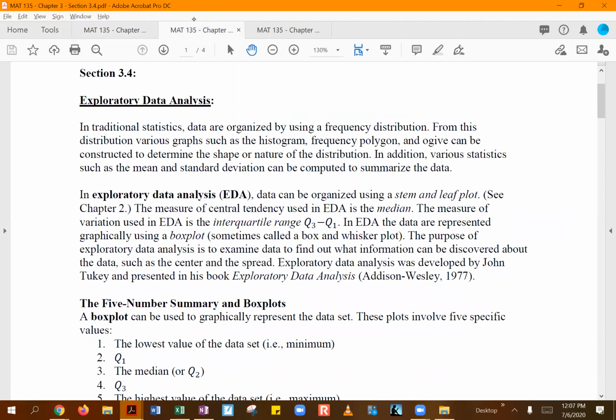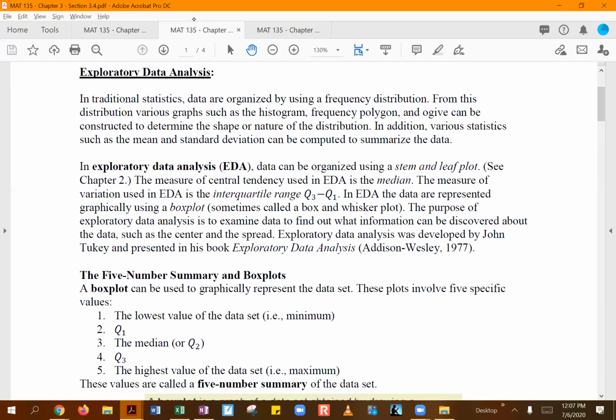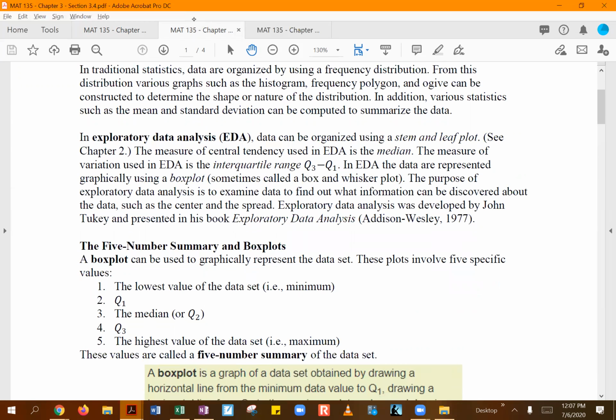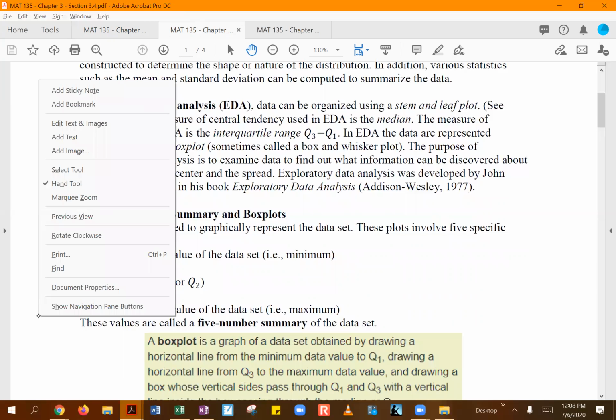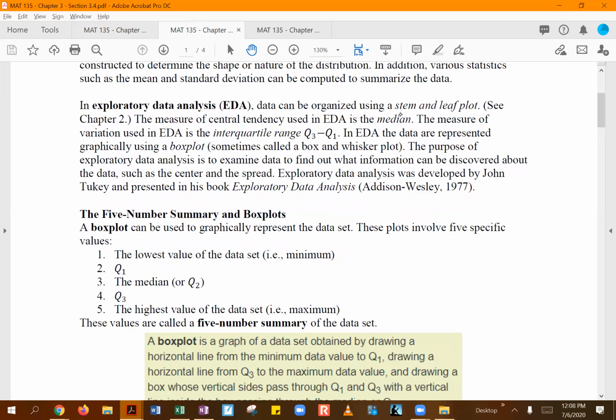So they're saying in traditional statistics, data are organized by using a frequency distribution. From this distribution, we can get different graphs like our histograms, polygons, and ogives. And of course, we saw that in chapter 2, which kind of helps us show the shape or what type of distribution we have. They're also saying, in addition, various statistics such as mean and standard deviations are used to help us summarize the data. Now, when we're talking about the exploratory data analysis, or the EDA, they're saying data can be organized using a stem and leaf plot. And again, we saw that in the previous chapter.